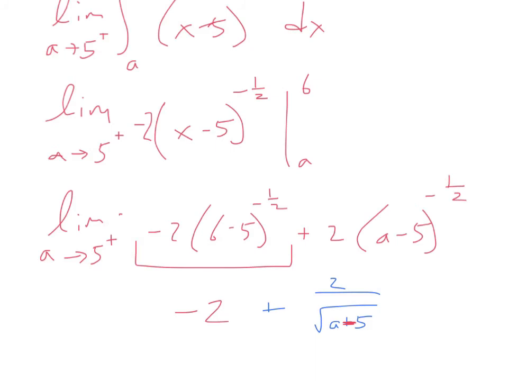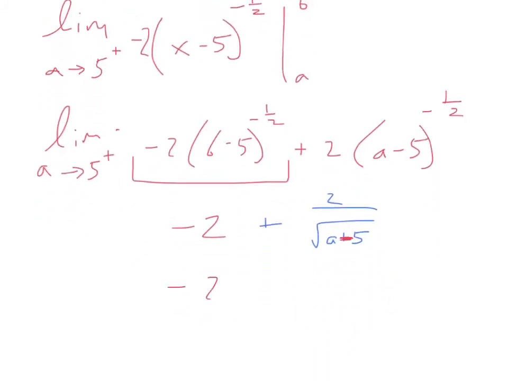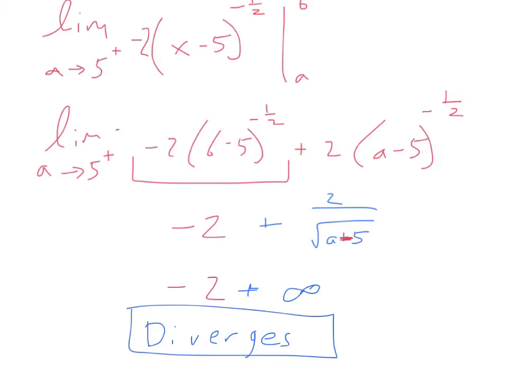It means I'm plugging something barely bigger than 5 here. This is turning into 0 on the bottom. So this thing here is approaching infinity. This whole limit is approaching negative 2 plus infinity. So what is our conclusion about the fate of this integral? We conclude this integral diverges. The area under this curve is turning out to be infinite, and so we are not going to be able to find out what the definite integral is.